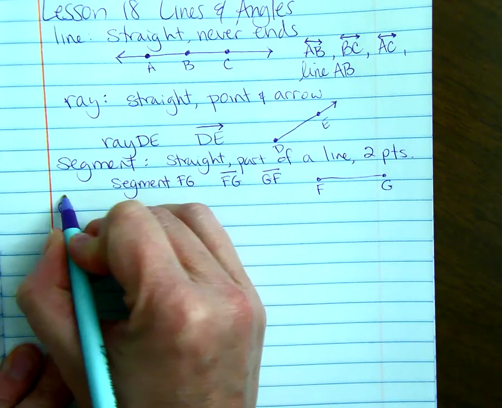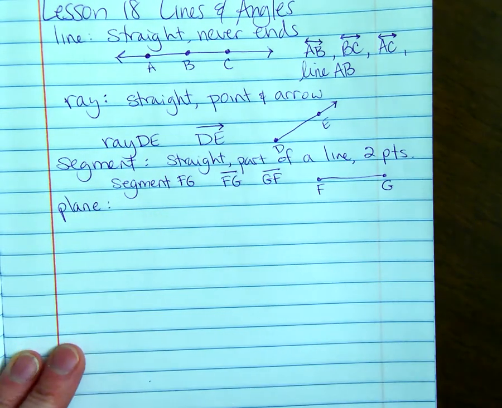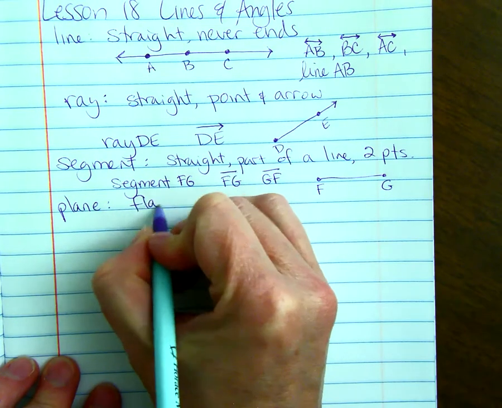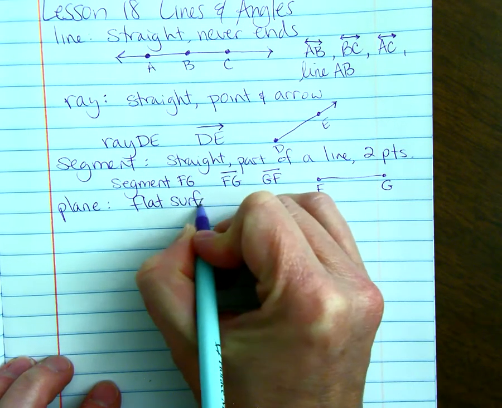A plane is a flat surface, and it goes on forever in all directions. So we're just going to put it never ends.